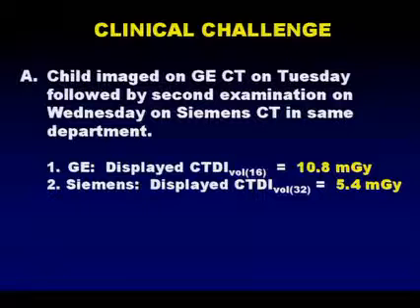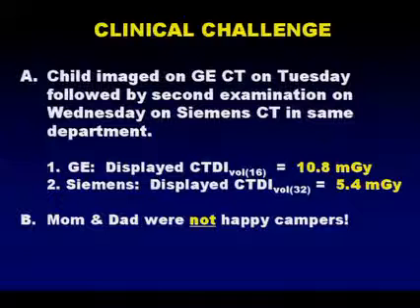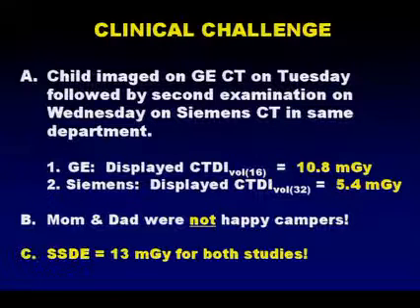The CTDI vol based on the 32 centimeter phantom was 5.4 milligray. The parents got the CTDI vol data because that's all that was typically available in the department, and they weren't happy campers. They couldn't understand why their child couldn't have been scanned both days and received a dose of 5.4 milligray. And of course, that's not the patient dose.